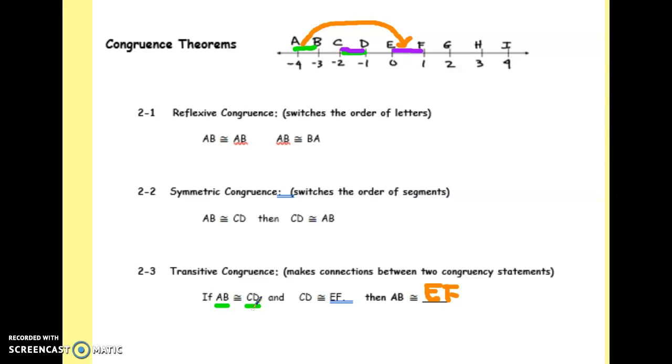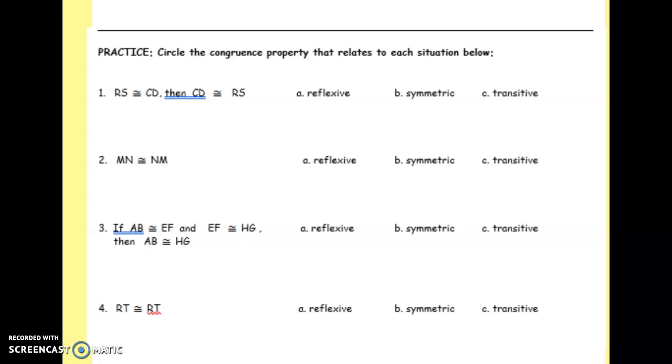AB is congruent to CD. Let's take a look at how it's written out. And CD is the same as EF. So AB is the same as CD. CD is the same as EF. So then in the end, we say that AB is congruent to EF. You're making connections between those. All right, let's put them into practice. So again, reflexive switches the order of your letters. Symmetric switches the whole statement, first name, last name, last name, first name. Transitive makes that connection between one line segment to another segment to another segment.